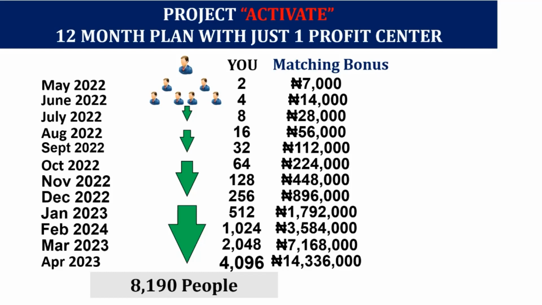Ladies and gentlemen, if a total of 8,190 people have joined your business, how much have you made cumulatively in 12 months? Do you want to know? Ladies and gentlemen, you have made cumulatively in 12 months 27 million. 27,796,000 naira.